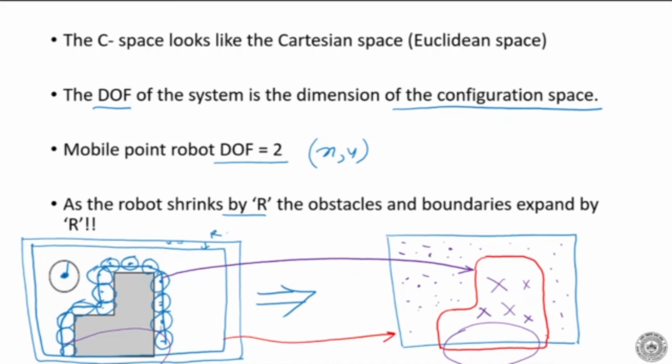So we have reduced the robot to a point. We have shrunk the workspace, the boundaries, and we have increased the size of the obstacle. By how much? By r. The obstacle has become larger by r again. It is like the obstacle has expanded and the robot has shrunk. Now this is my C space, and this is my Cartesian space. They look like they are the same, but they are different spaces. In the case of a serial arm, we'll see that the spaces don't even look the same. They look very different.